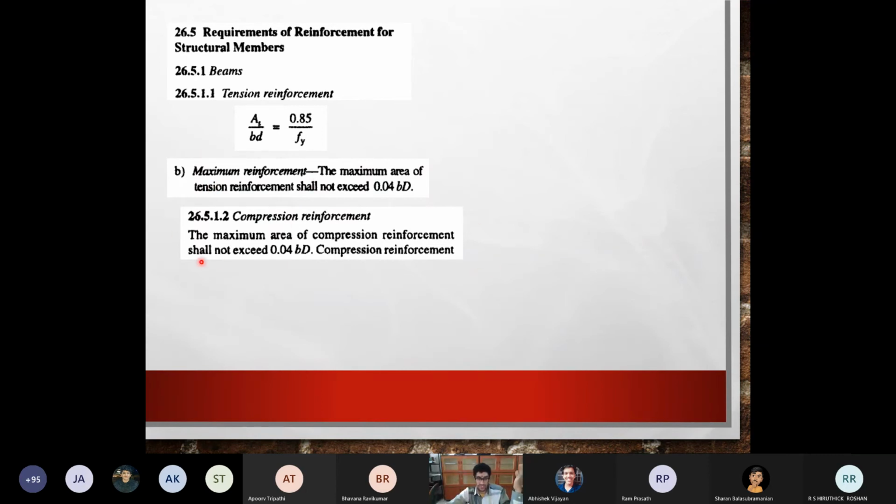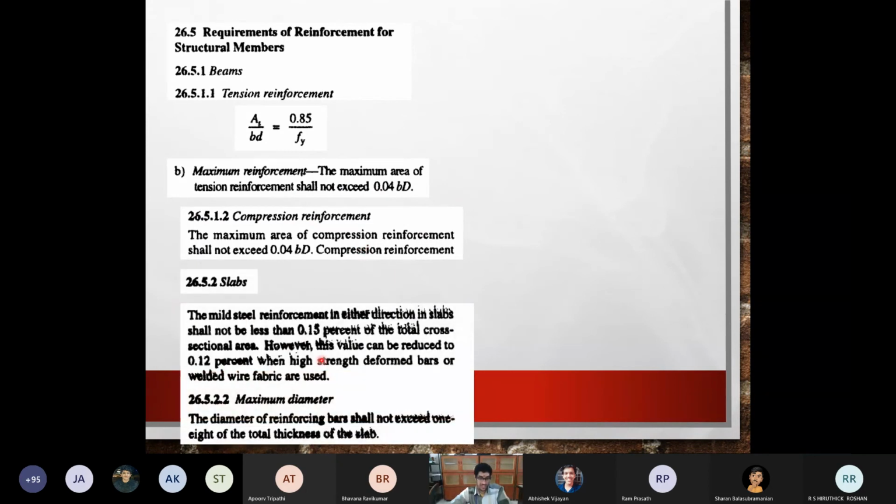Similarly, compression reinforcement is also the same. Compression reinforcement in the sense, it's not the top reinforcement of a doubly reinforced beam. This is for beam. This is for column. That's the difference. So this is the maximum. You can remember it like this: the maximum reinforcement which you can give, either the top or bottom reinforcement, should not exceed 0.04 times the area of the beam. If it is a column, again, it should not exceed this much.